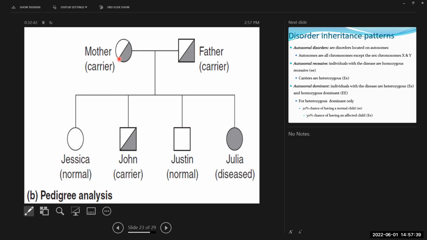So from the mother, if the mother is a carrier, in terms of the outcomes, you'd get a normal, John a carrier, Justin who is normal, and Julia, who, in terms of this particular disease, if you're homozygous recessive, it's lethal. So in this scenario, this one would be lethal.